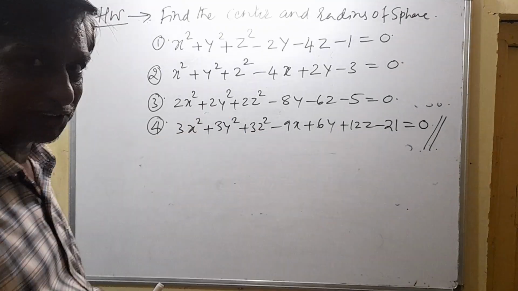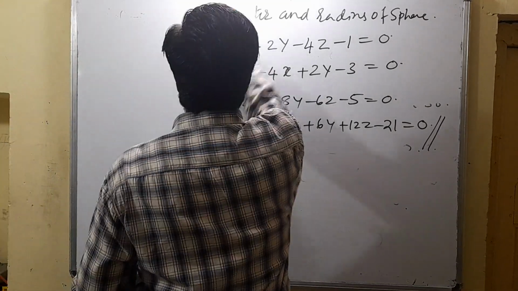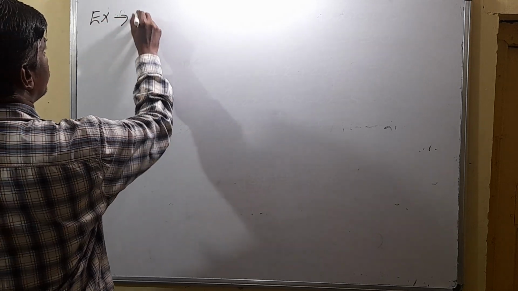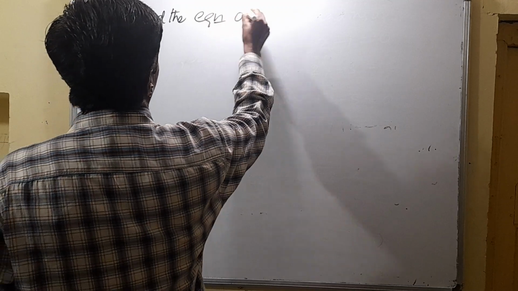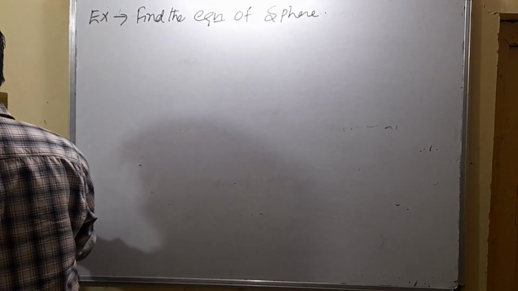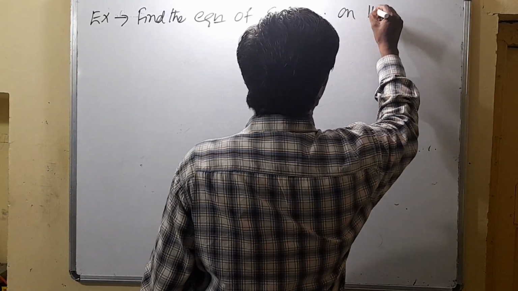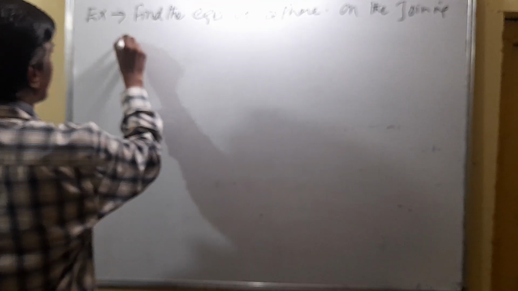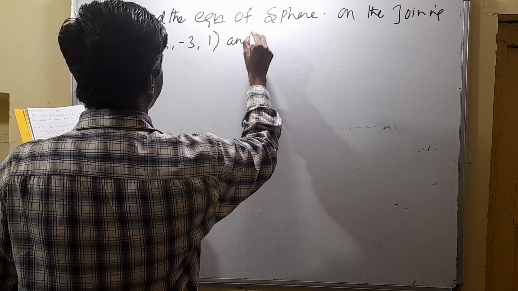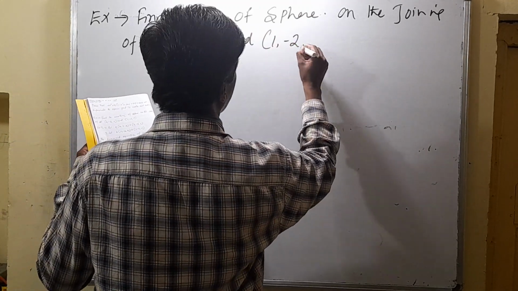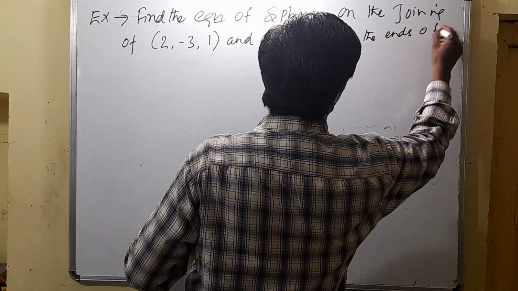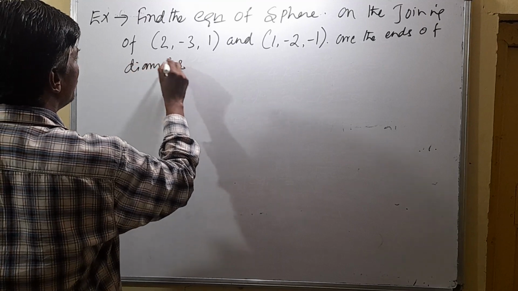Last form of equation of sphere, that is diameter form. Okay, let us solve some more problems. Example: find the equation of sphere on the joining of (2, -3, 1) and (1, -2, -1) are the ends of what? Diameter. Ends of diameter. Okay?